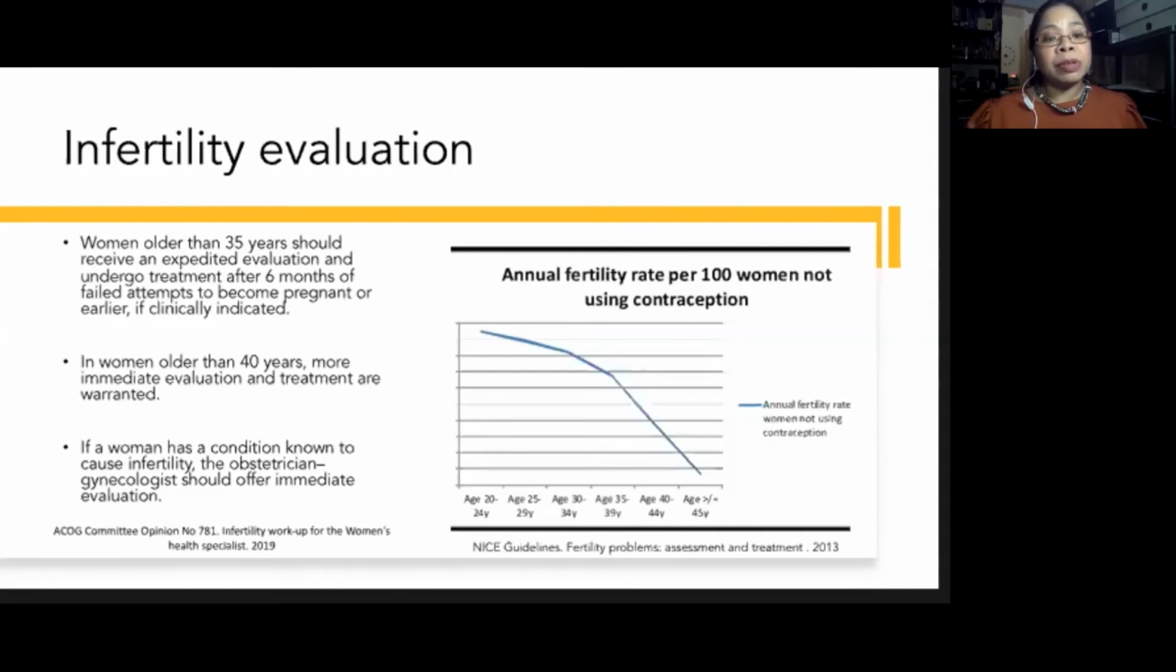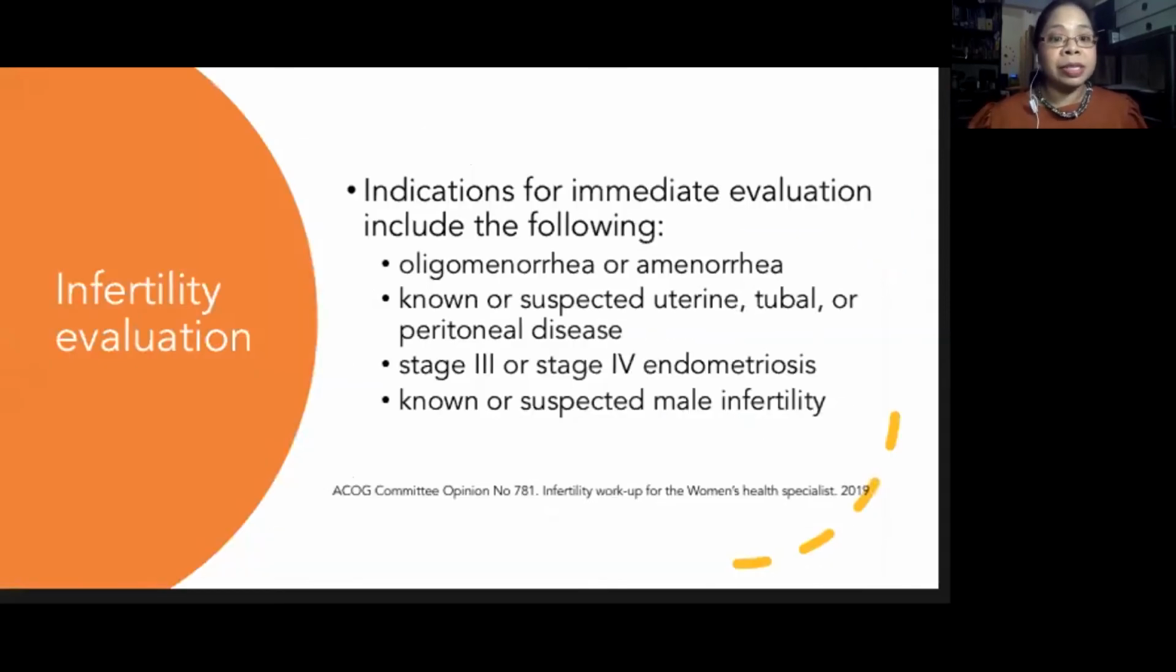If a woman has a condition known to cause infertility, the obstetrician gynecologist should offer immediate evaluation. And what are these conditions? These include the following: oligomenorrhea or amenorrhea, known or suspected uterine, tubal, or peritoneal disease, endometriosis, or known or suspected male infertility.